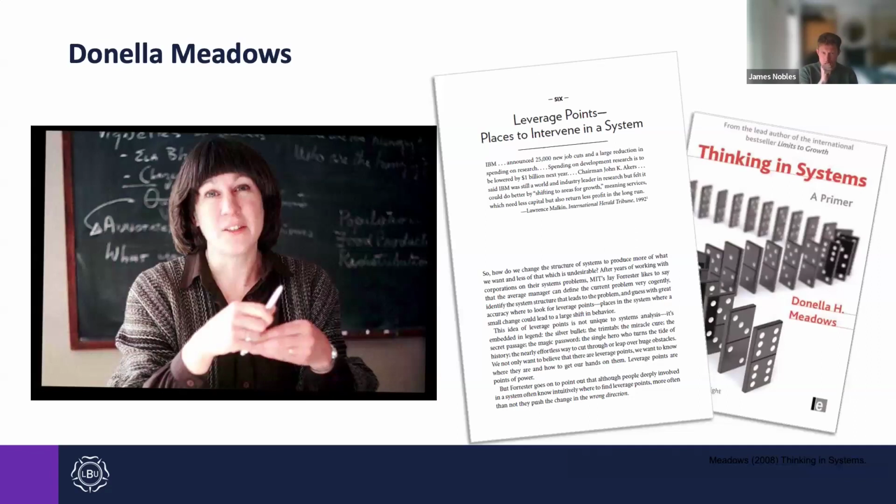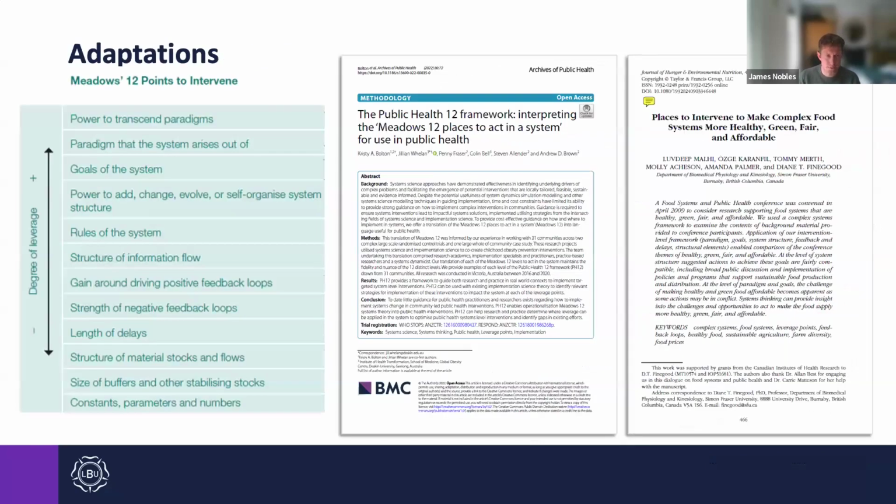But in terms of the history to this, Donella Meadows has really been at the fore of all of this, and she published a really nice book called Thinking in Systems. One of the chapters within that identifies 12 places or 12 leverage points where we could intervene within a complex adaptive system. If you've not read that chapter, I'd really strongly recommend having a look at it. A lot of the work around leverage points has fallen out of the back of these 12 places to intervene within a system.